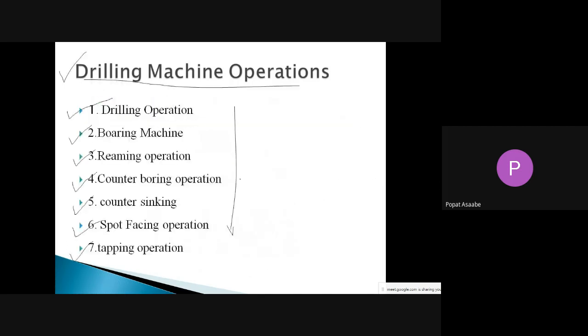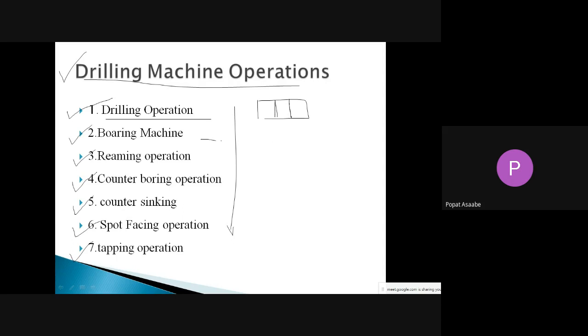Okay, once again I will summarize. Drilling operation means we can produce holes in the drilling machine. The drilling operation is nothing but producing a hole on the workpiece. We can produce it with the help of the drilling tool, which is also called a multi-point cutting tool.